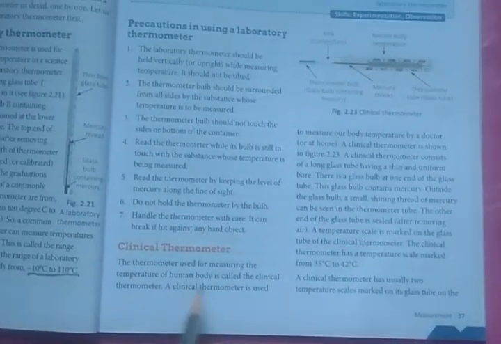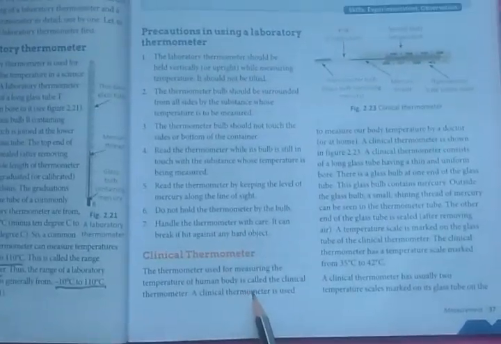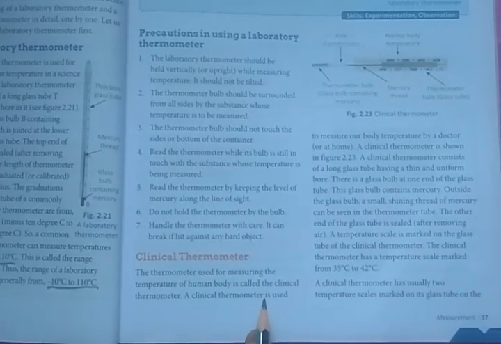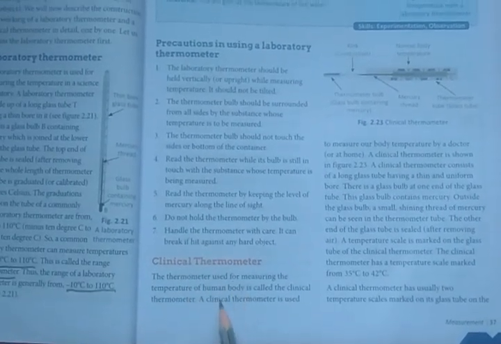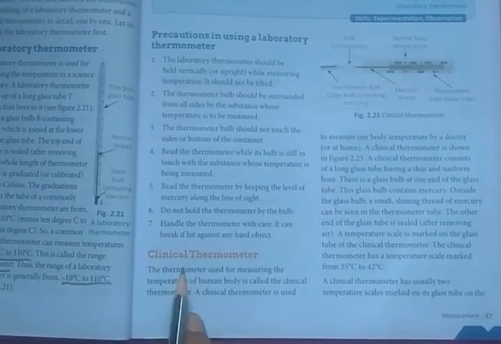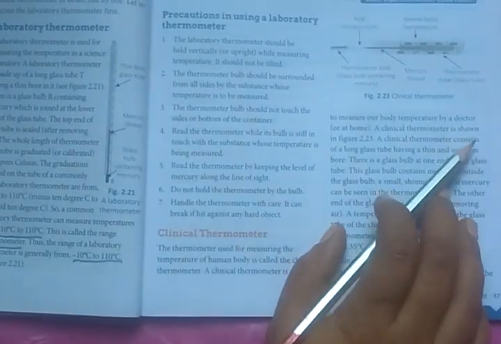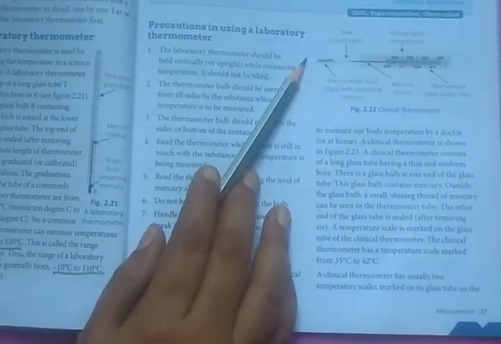Next, we go for another one, the clinical thermometer. The thermometer used for measuring the temperature of a human body is called a clinical thermometer. Suppose when we get a fever and go to the hospital, the doctor will check our body temperature with the help of a clinical thermometer. A clinical thermometer is as shown here. See this figure, everybody.